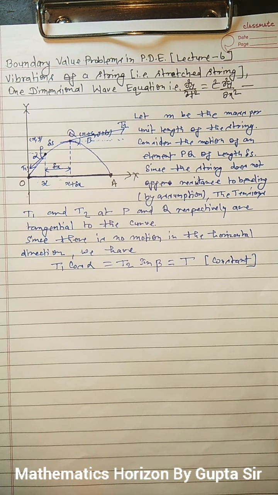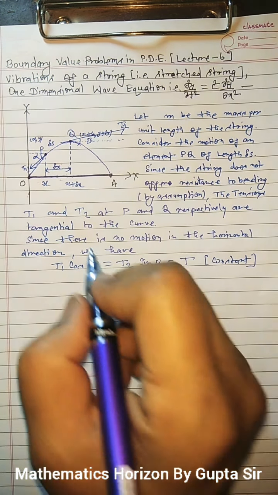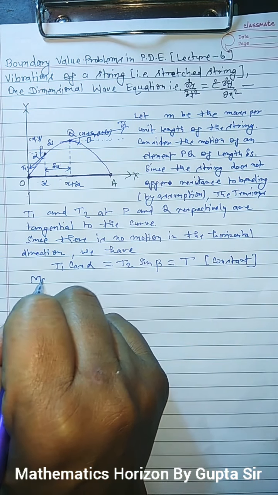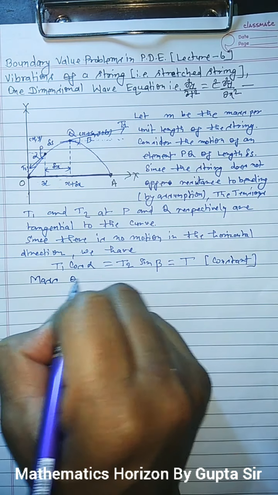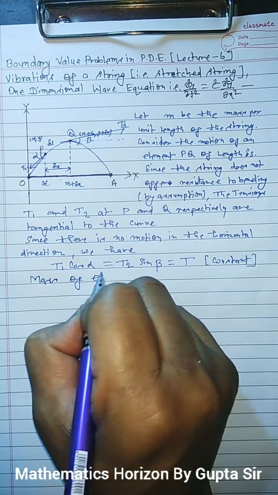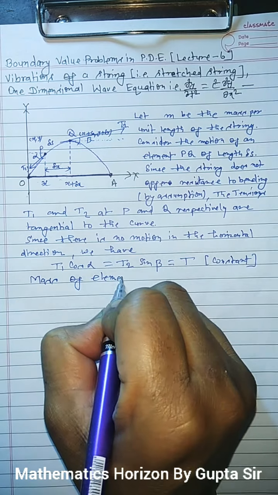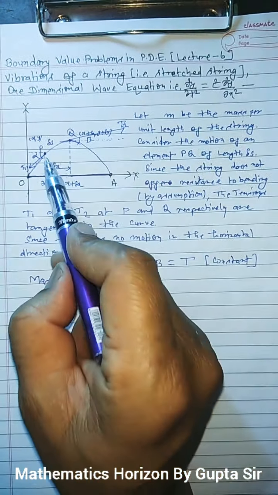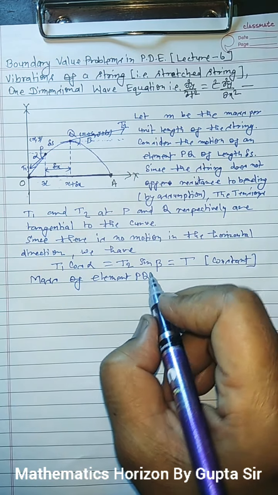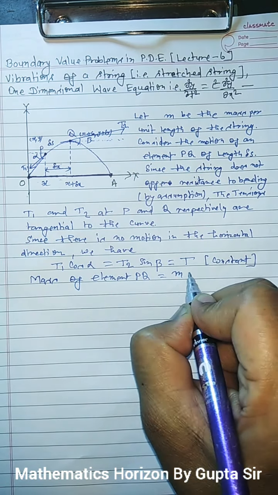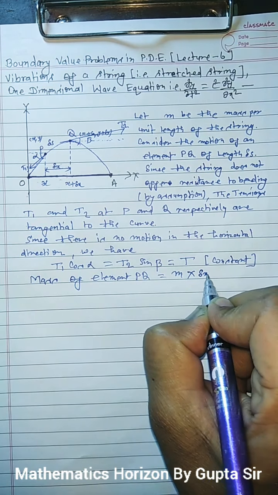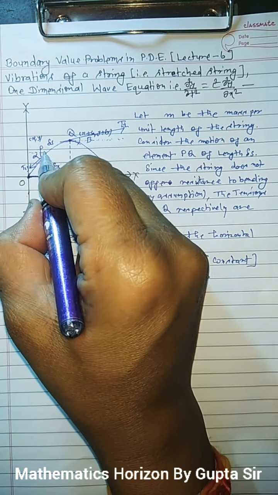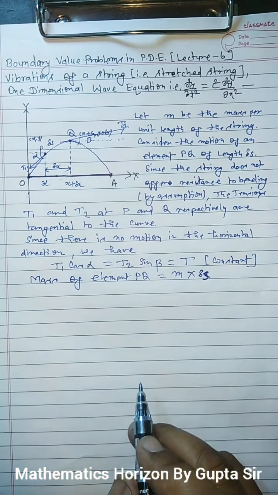Now, mass of element PQ. What is the mass of this element PQ, this portion? This is equal to m into del S. Okay, m into del S. This is the mass.